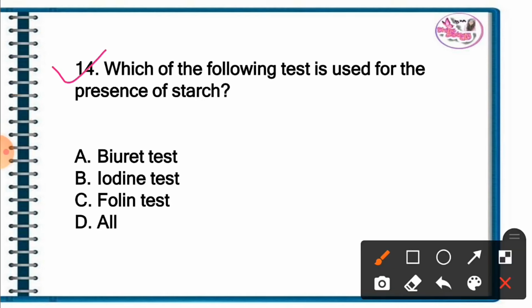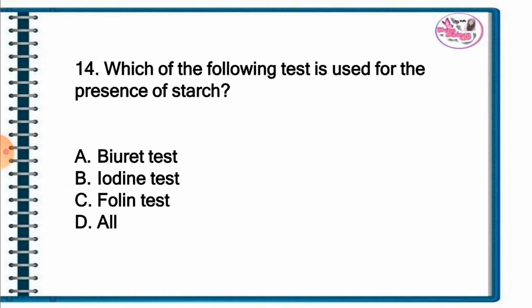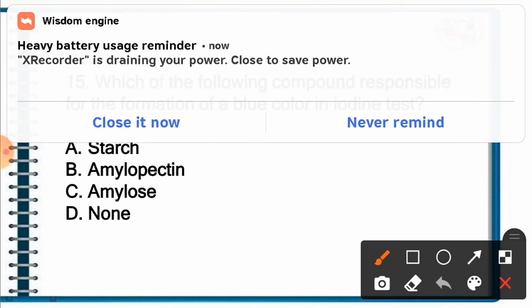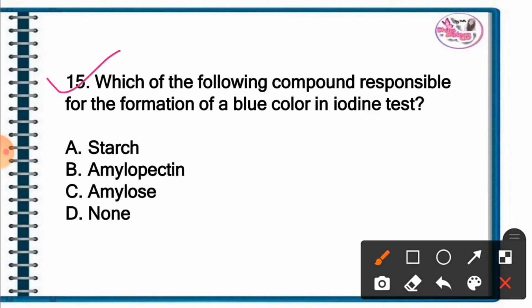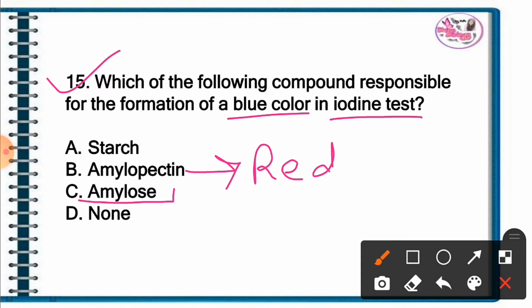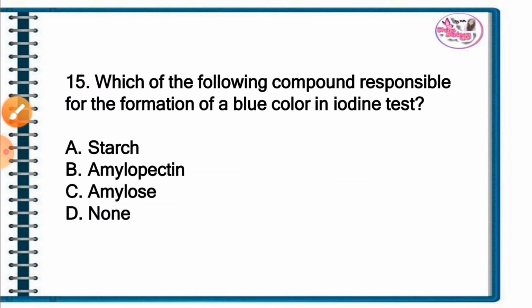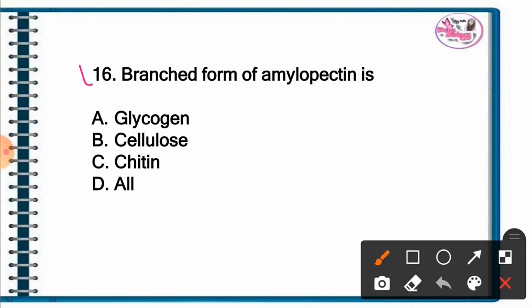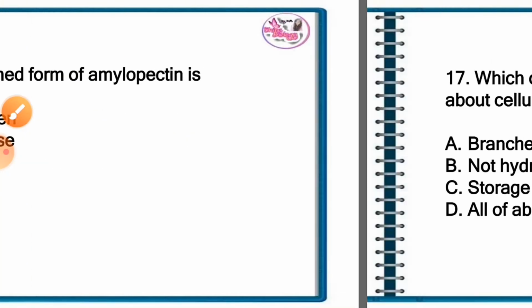14. Which of the following tests is used for the presence of starch? The correct answer is option B. Iodine test is used for the presence of starch. 15. Which of the following compounds is responsible for the formation of blue color in the iodine test? The correct answer is option C. Amylose is responsible for the blue color in the iodine test, and amylopectin gives a reddish purple color in the iodine test. 16. Branched form of amylopectin is. The answer is glycogen.